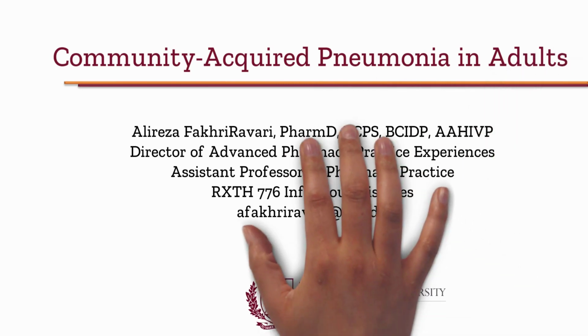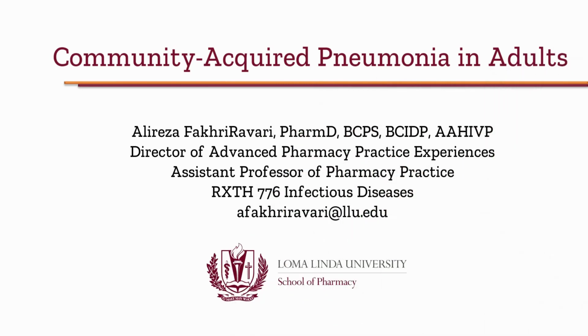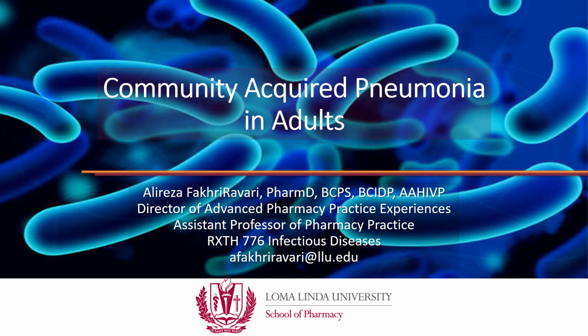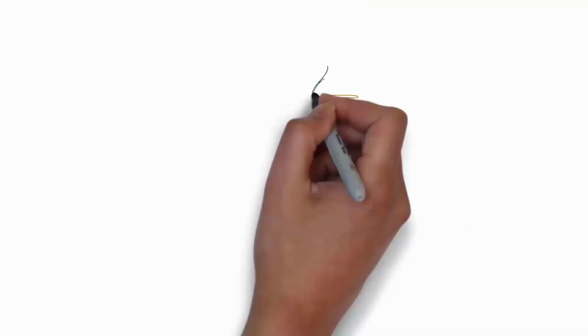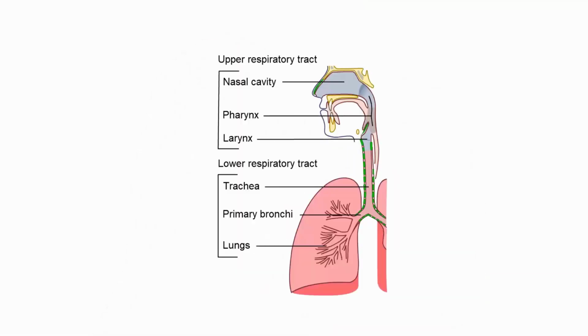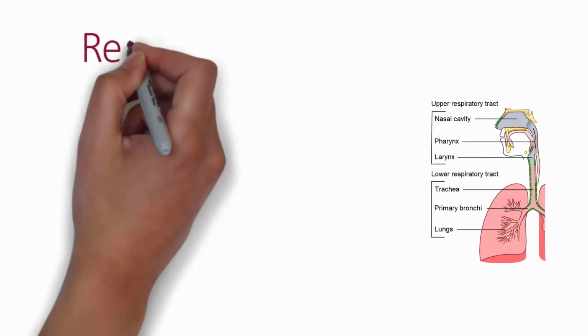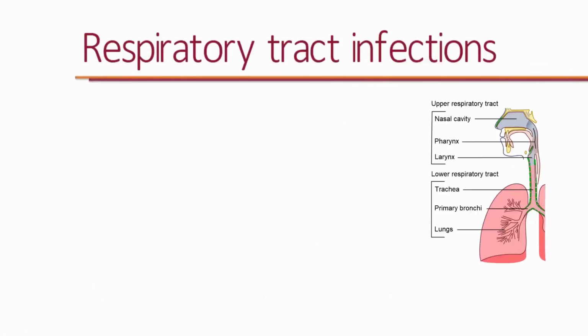I'm Dr. Fakir Rabari, and this is community-acquired pneumonia in adults. Respiratory tract infections can be divided into upper respiratory tract infections and lower respiratory tract infections.